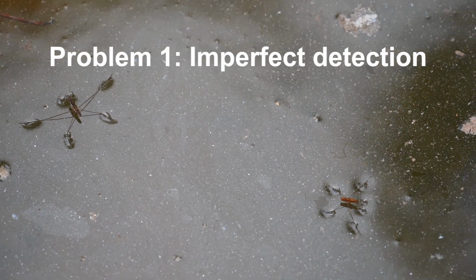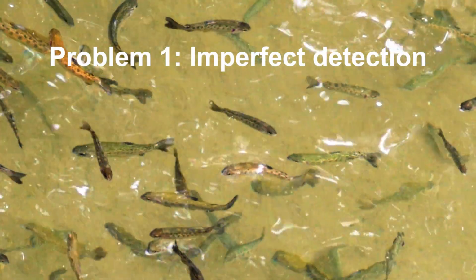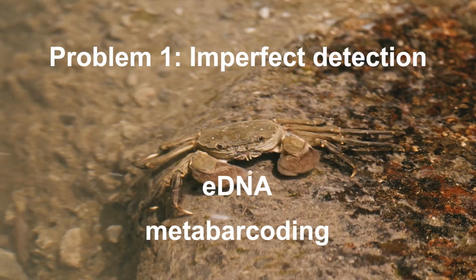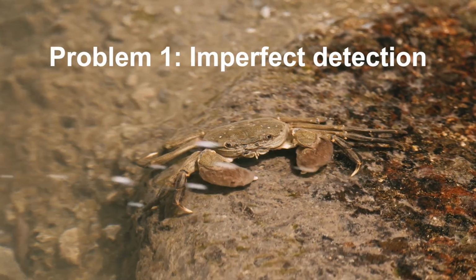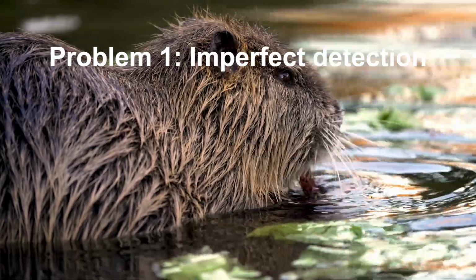DNA metabarcoding can also be used on water samples to identify species living in the river, just from the DNA they leave behind. We call this environmental DNA, or eDNA metabarcoding, and it is a good alternative for fish and other larger animals, because it doesn't involve taking any living organisms back to the lab.